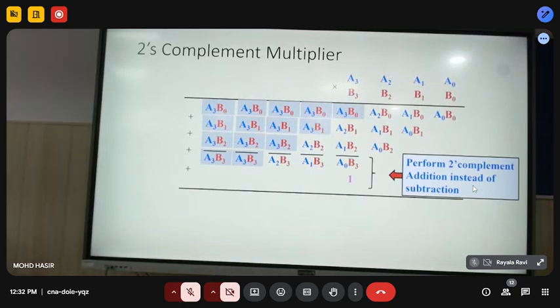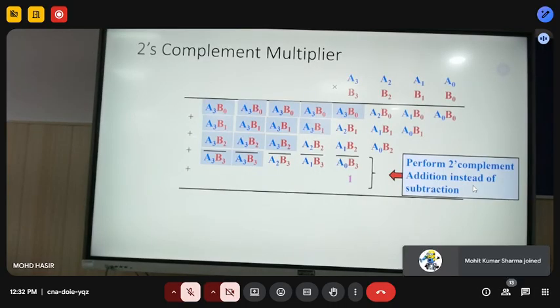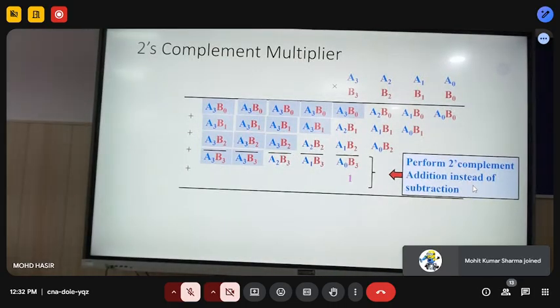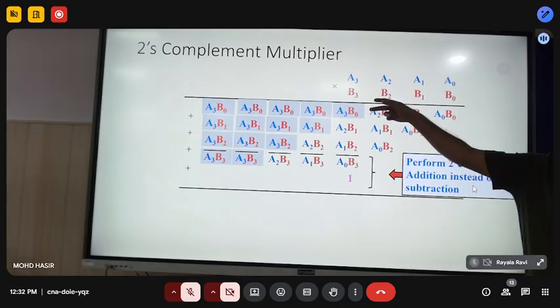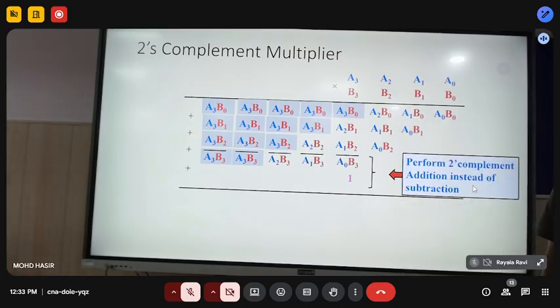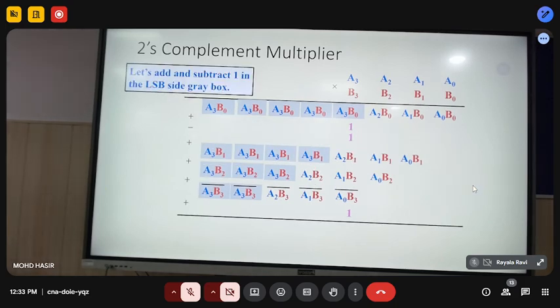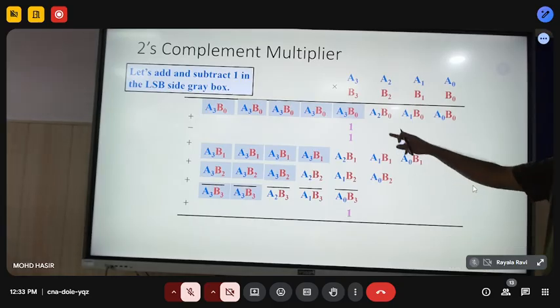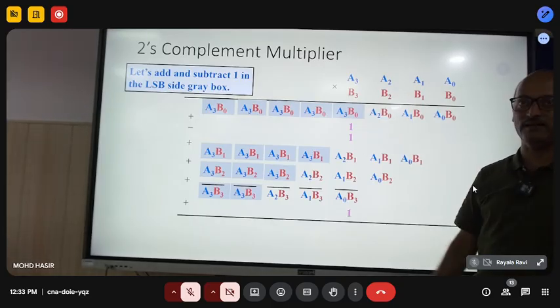Okay, this is the thing we are doing in the last row. 2's complement addition: 1's complement plus 1. Now what is suggested is that I will not touch anything. Rather, I will add 1 and subtract 1 in every partial product. So plus 1 minus 1 makes no sense. It's 0 change, right? But it is going to help us in optimization. So that is this idea.